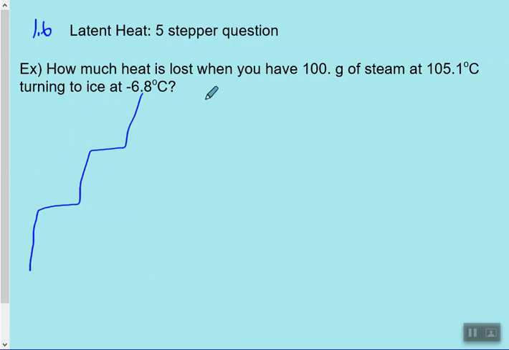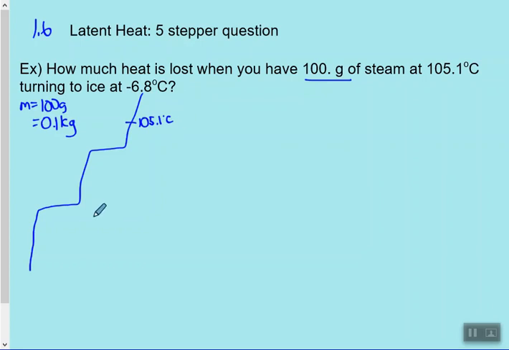Okay, so drawing our staircase, now doing our givens. So we have 100 grams of steam. So our mass is 100 grams. But remember, I need it in kilograms, so this is 0.1 kilograms of steam at 105.1 degrees Celsius. So here I have solid, liquid, gas. Steam is water in its gaseous phase, so this is where I'm starting, just anywhere here. Put your line.